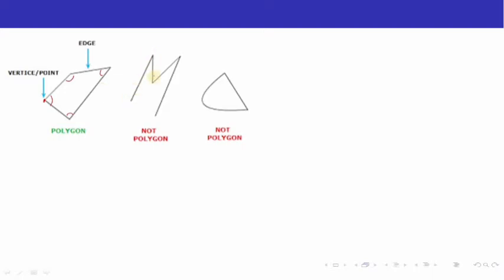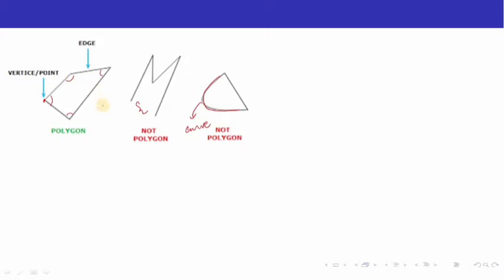Now if you look at this, this is also formed with straight lines, isn't it? But you see there is an open end out here, so that's why this is not a polygon. Now although this figure is a closed figure, this one is not a straight line. This is a curve, so that's why this also is not a polygon. So remember, a polygon should be closed and it should be made up of straight lines. So this is all about your polygon.